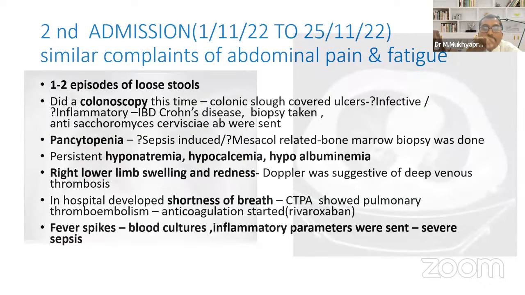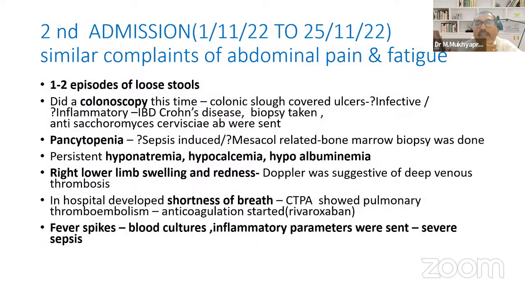So then he went back and came back within the next 5 days. That is on 1st November, he came back. This time, again, abdominal pain was more significant, and fatigue was another prominent symptom. This time he had 1 to 2 episodes of loose stools 1 or 2 days before. All these admissions are in the ward only. We convinced the patient to undergo colonoscopy. This time the gastroenterologist went ahead with the colonoscopy.